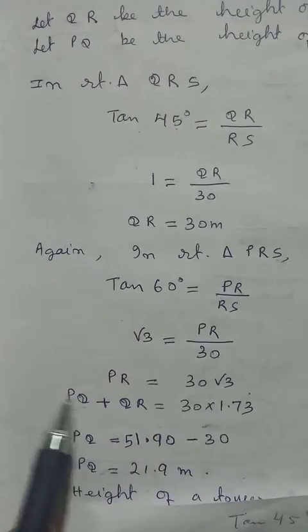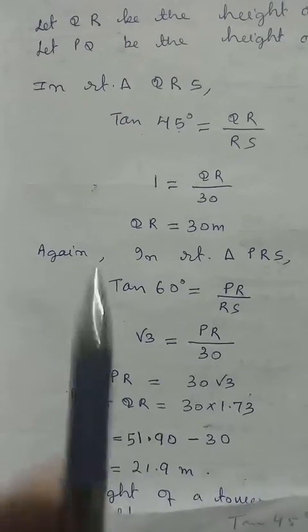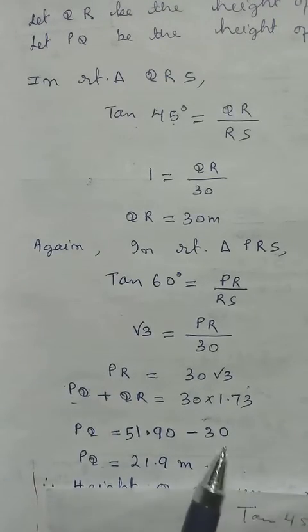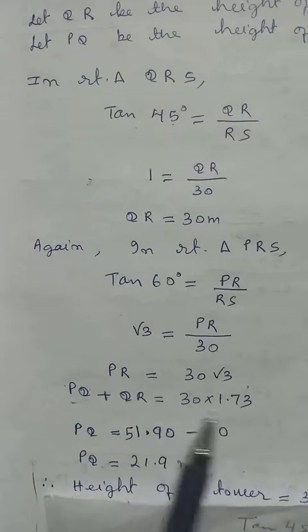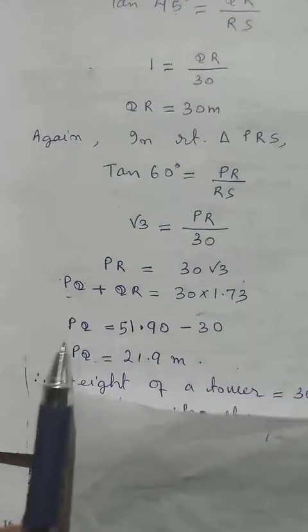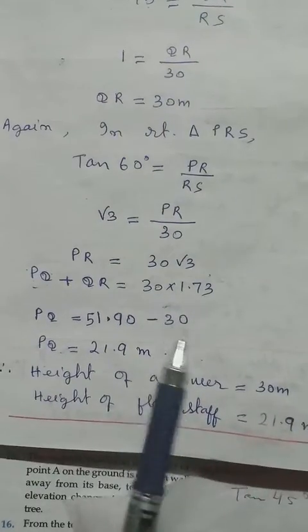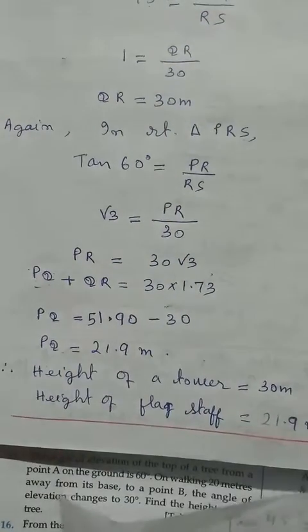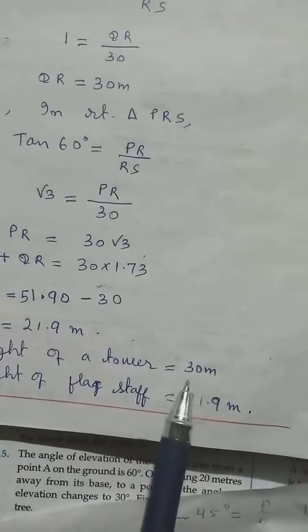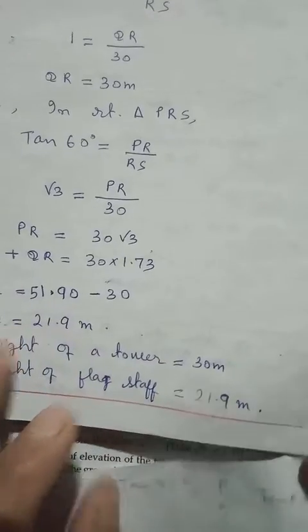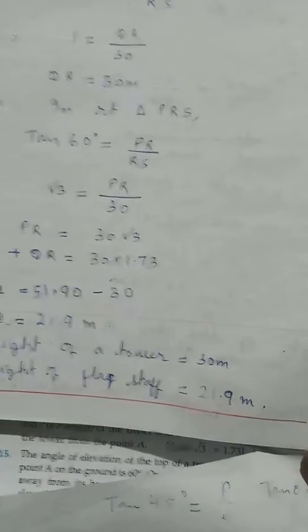Okay, PQ we still have to find. QR we already have from here, 30. So this is plus. If you take the side, it becomes minus. So here you multiply. If you subtract, you'll find that PQ equals 21.9. 30 has no decimal, so subtract it only from 51. So we get the height of the tower is 30 meters and the height of the flagstaff is 21.9 meters.